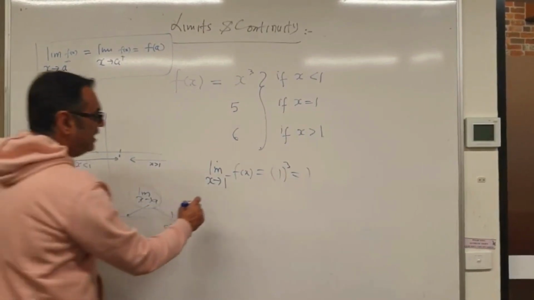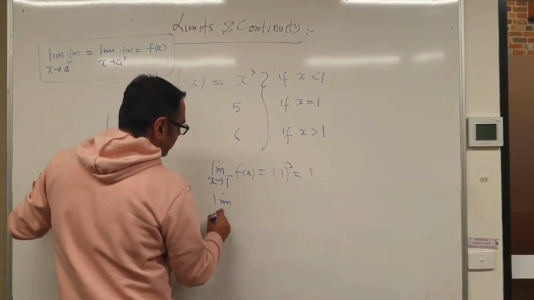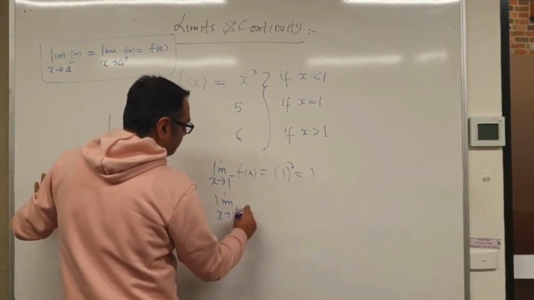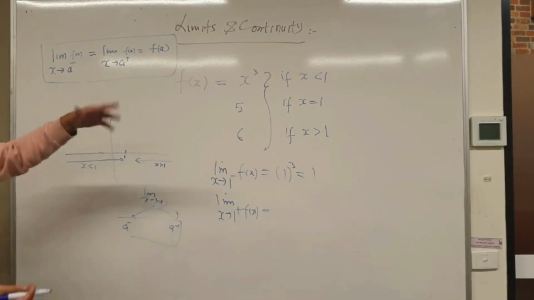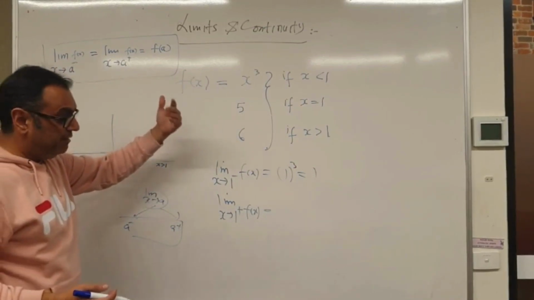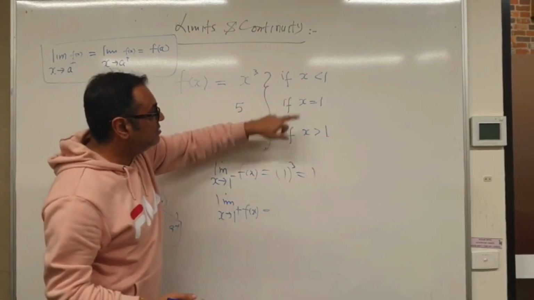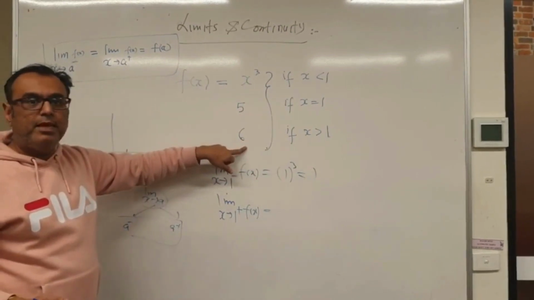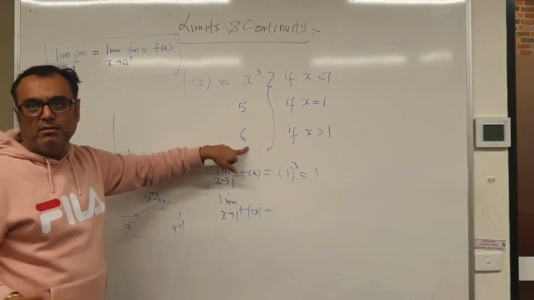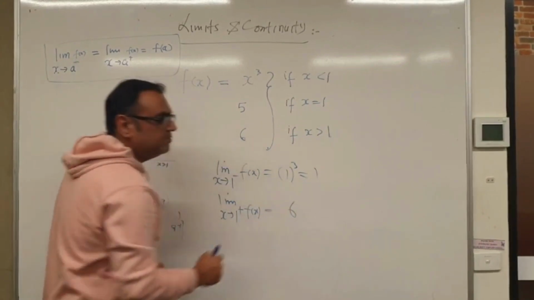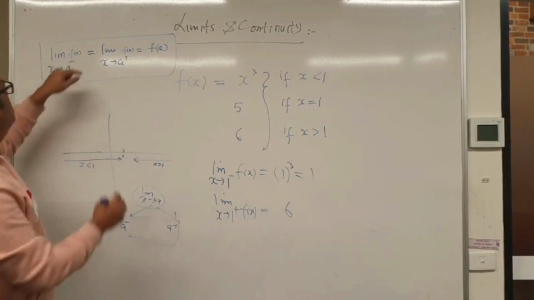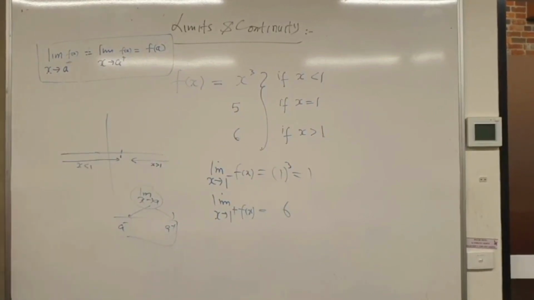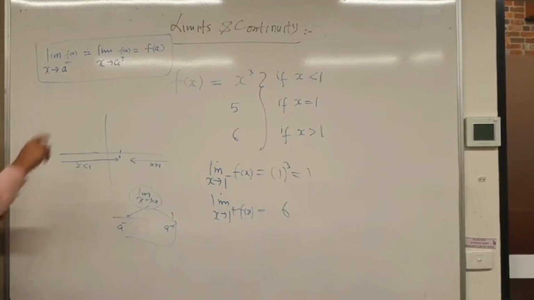Let's try to find the right limit. The limit as x tends to 1 positive of f of x. Now, which condition do I need to pick up for the positive side of x, which is the right limit? Not this one. And this is just a constant. Value 6. Straight away you can see these two are not equal. It is not continuous, period.